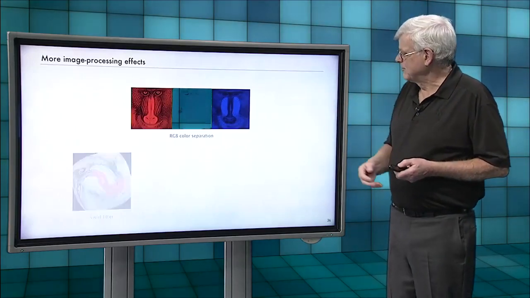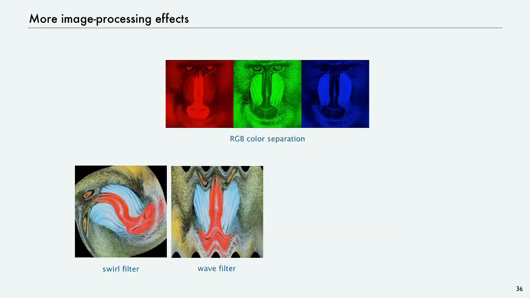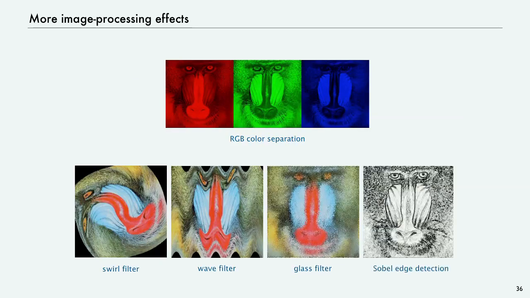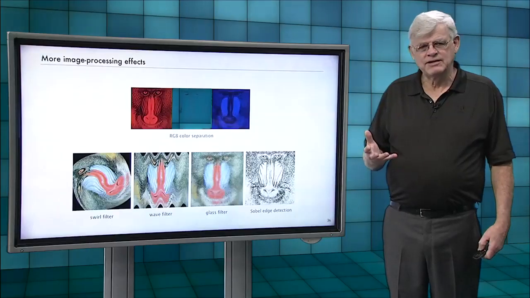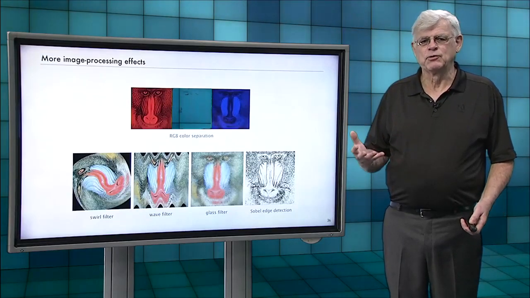You can separate out the RGB colors. That's a thing called a swirl filter. That's a wave filter, glass filter. All these types of transformations are actually not so difficult computationally. So all kinds of effects like this, and you can see how to do them on your own pictures in the book site or in the book.